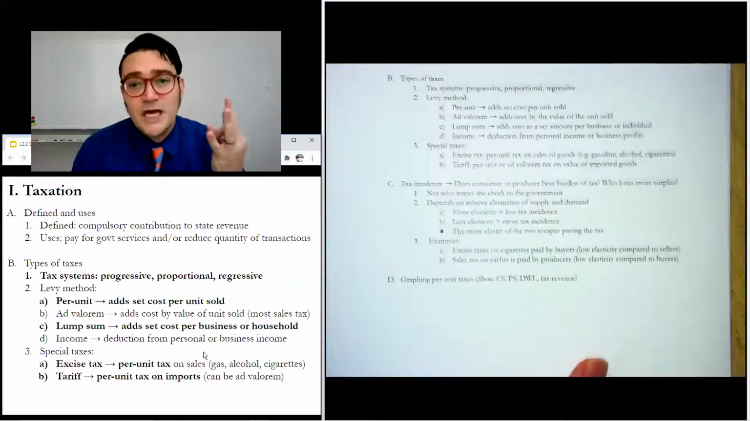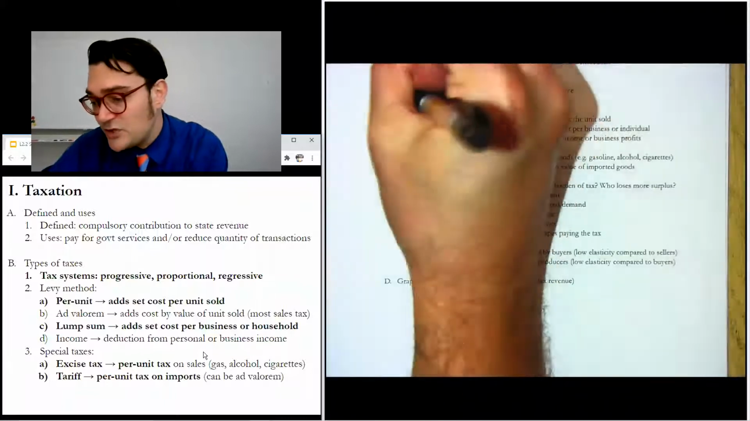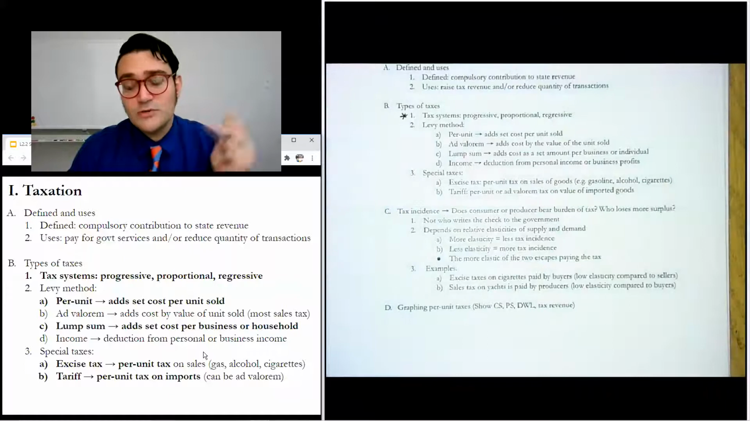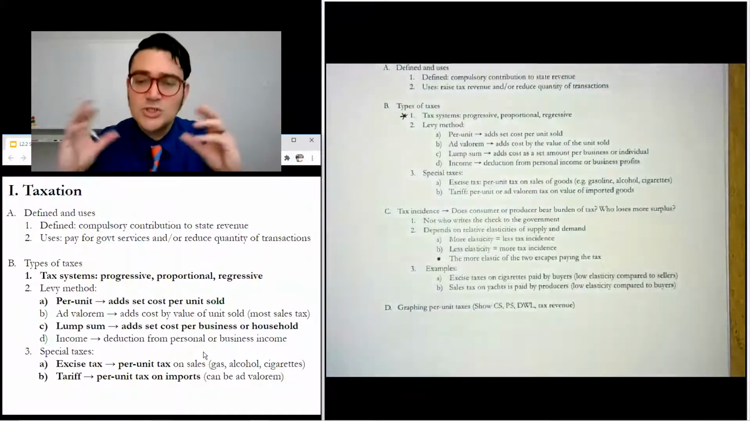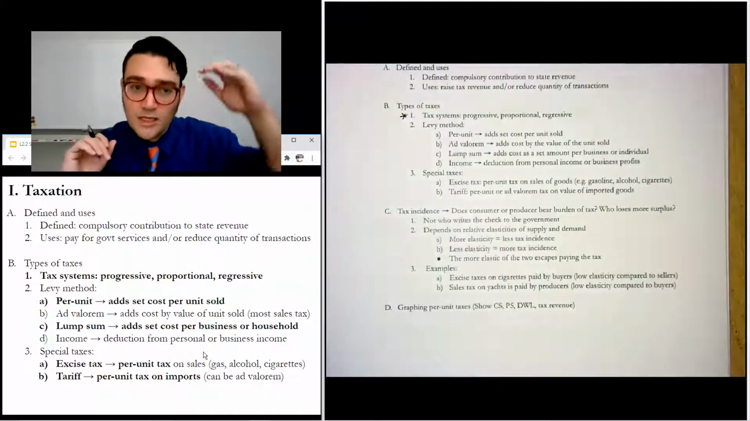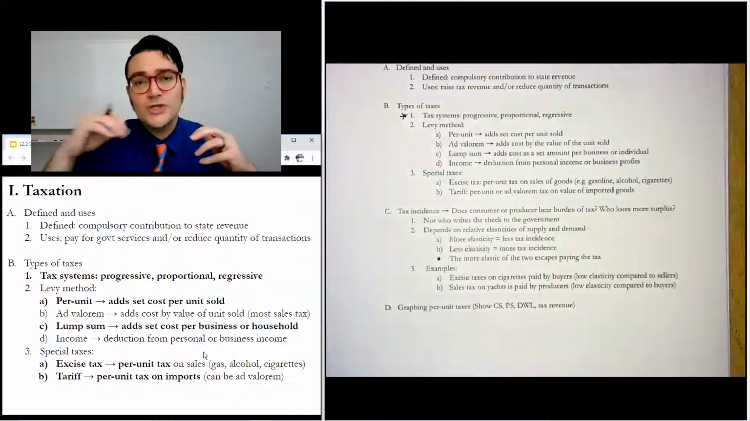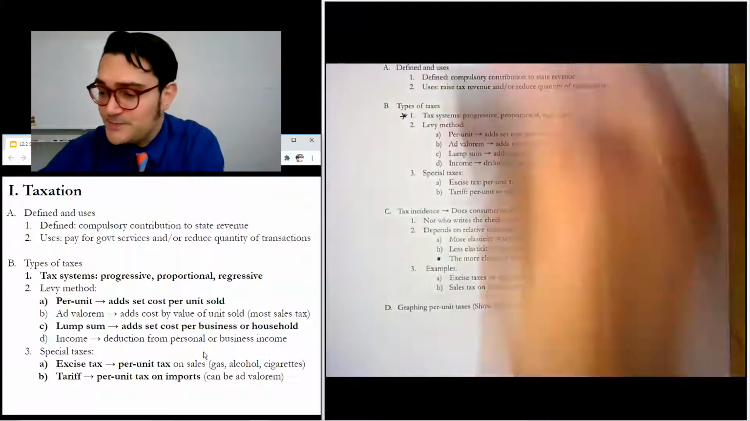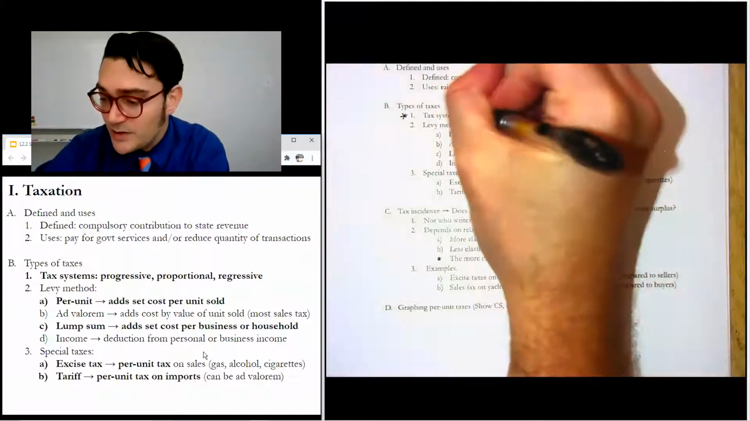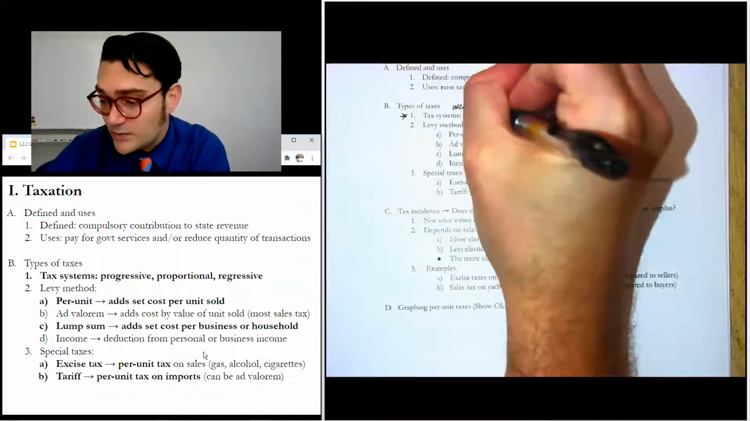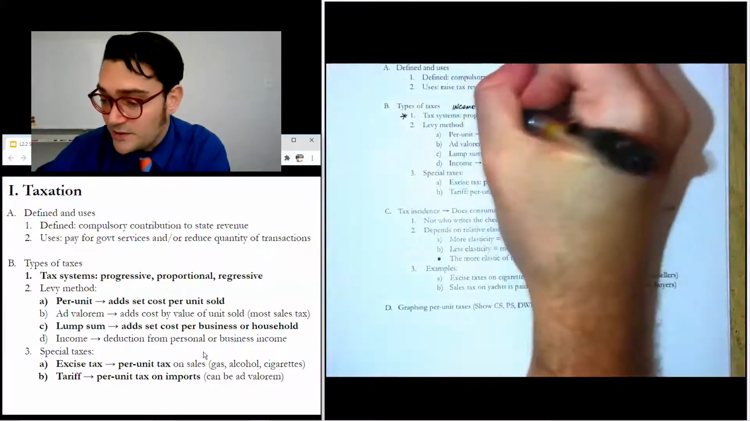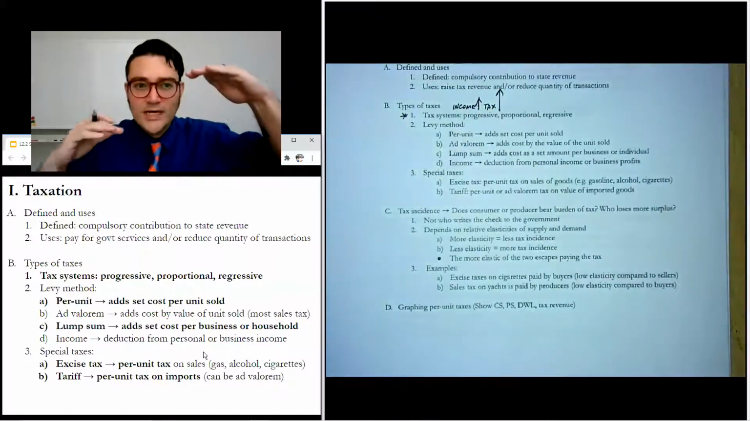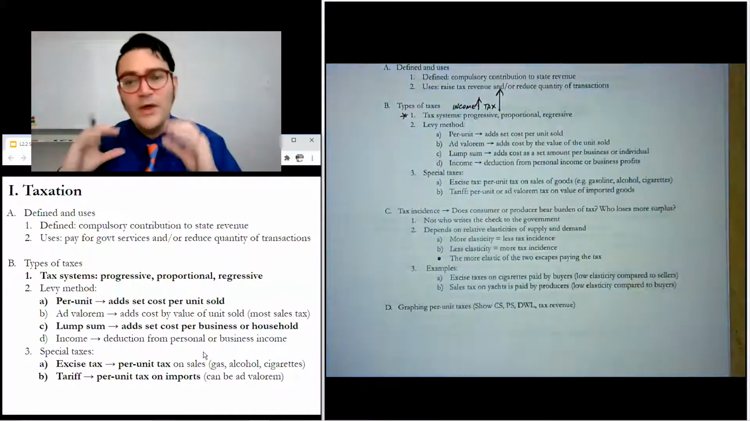Now, there are three types of tax systems, and you have to know these for this class. There are progressive taxes, proportional, and regressive. A progressive tax is generally one in which as your income rises, the proportion that you pay of your income in taxes rises faster. So as your income rises, your tax bill rises faster.